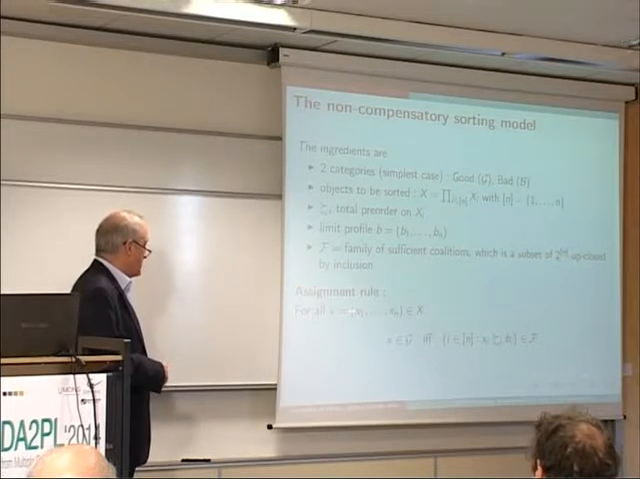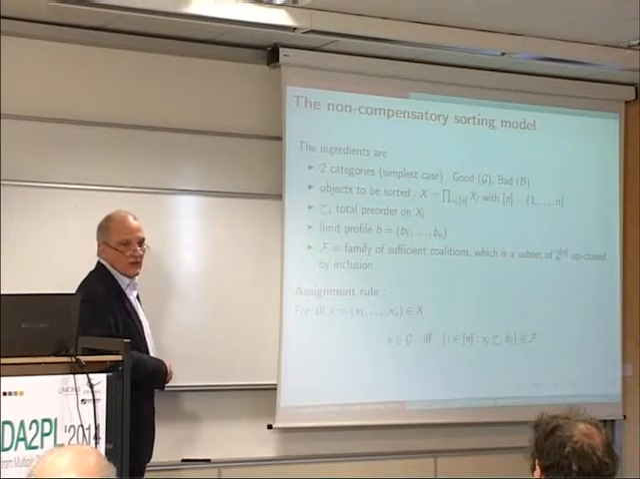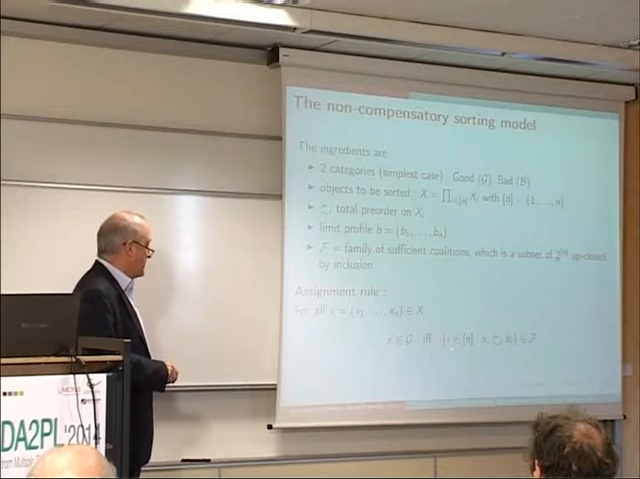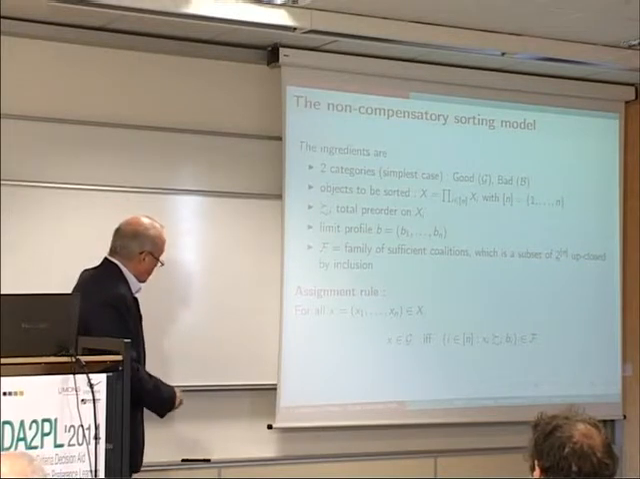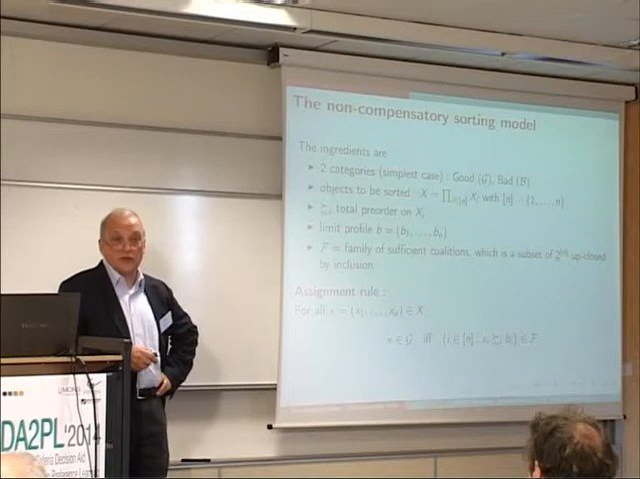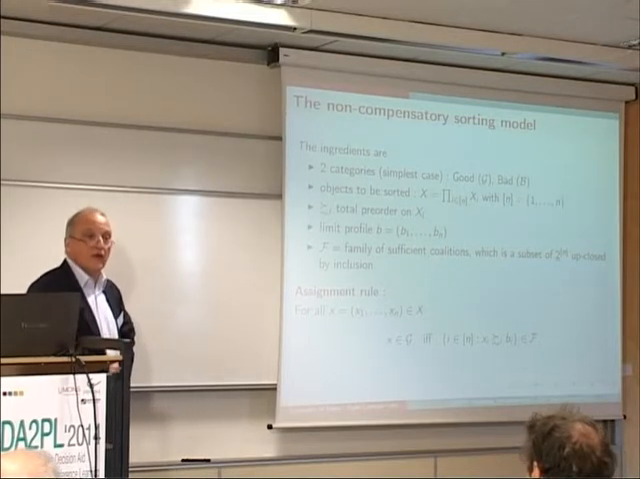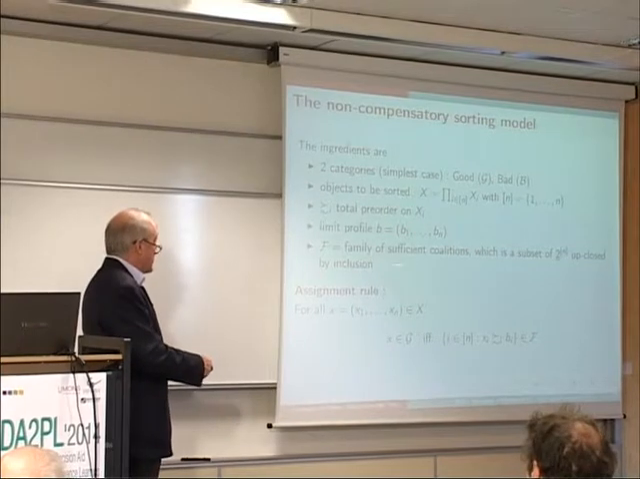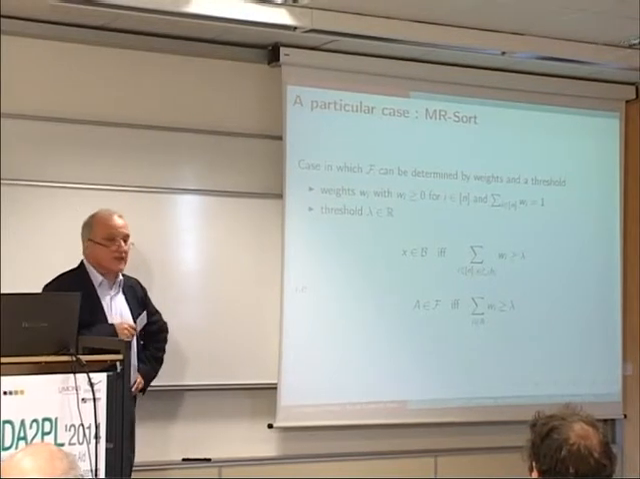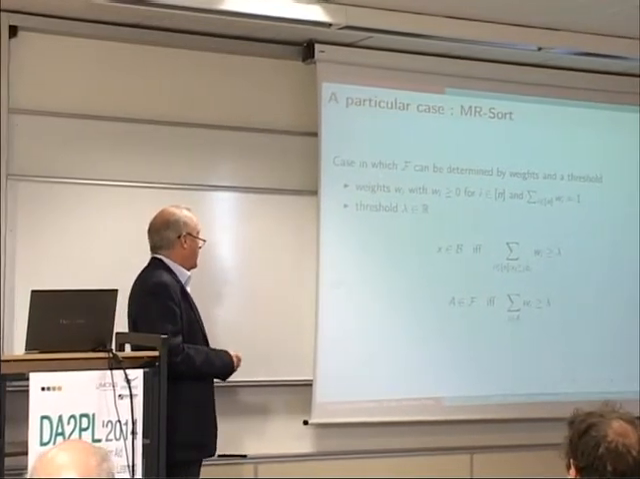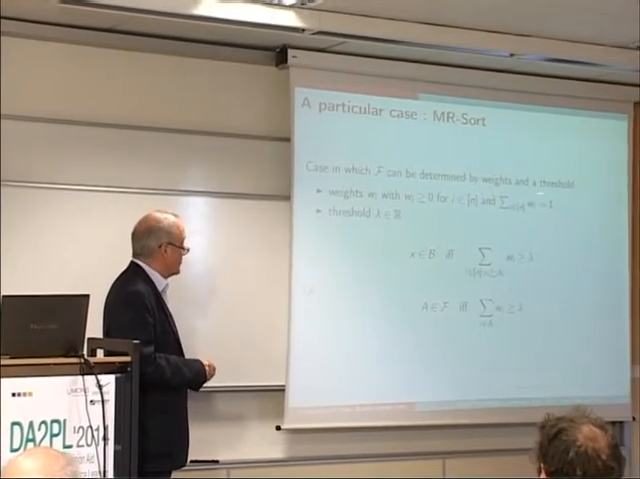And so the assignment rule works as follows. You assign X to the category of good alternatives if the set of criteria on which X is above the profile belongs to the family of sufficient coalitions. So if X beats the profile on a sufficiently strong coalition, what is sufficient is determined by belonging to this family. So of course, a particular case is the MR sort model, in which F can be determined by weights and a threshold.